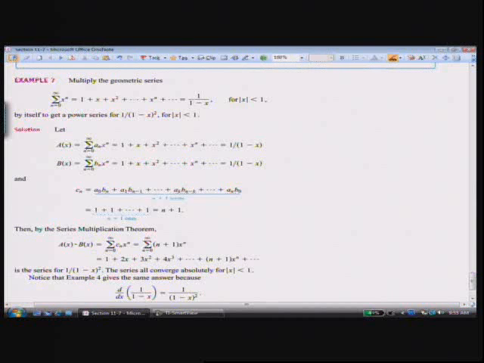then by the series multiplication theorem, well, this is kind of tricky. Let's see what they did here.